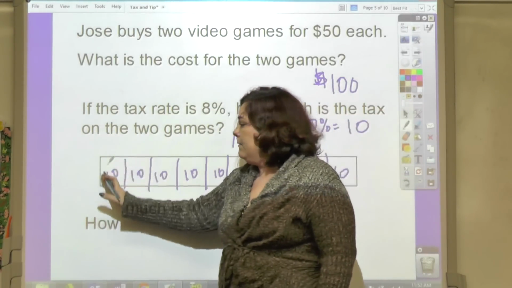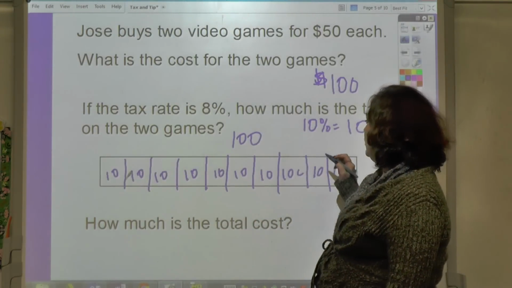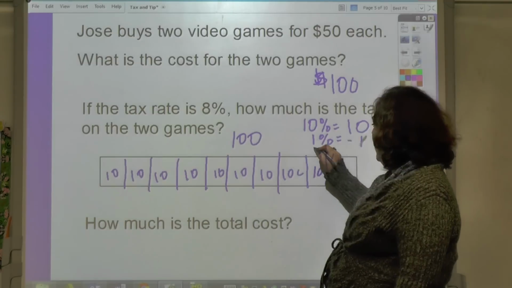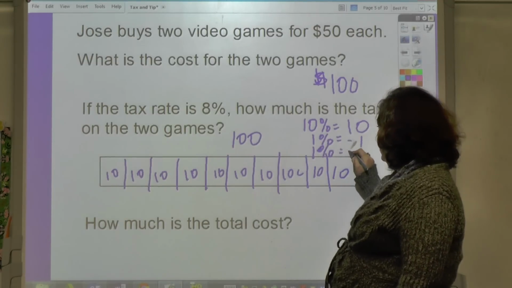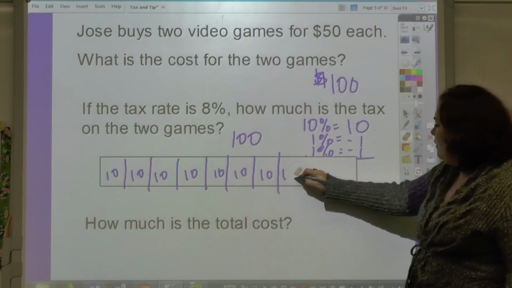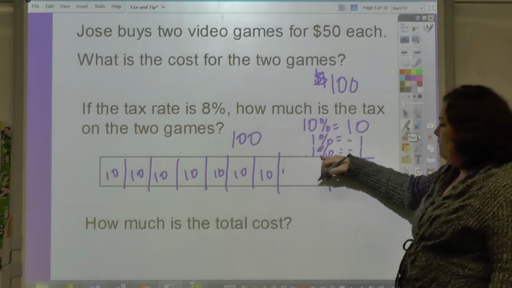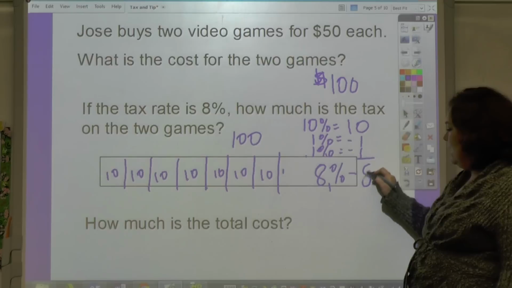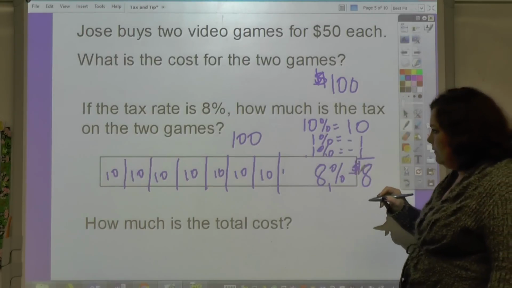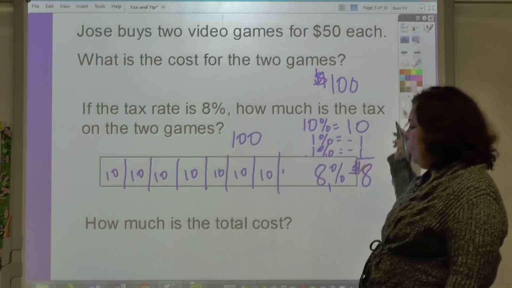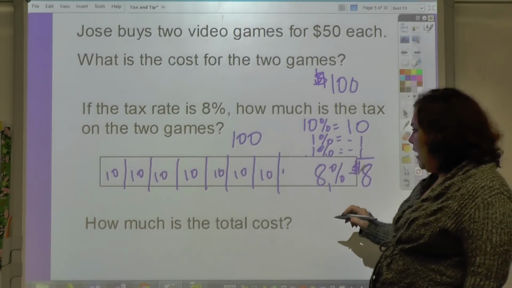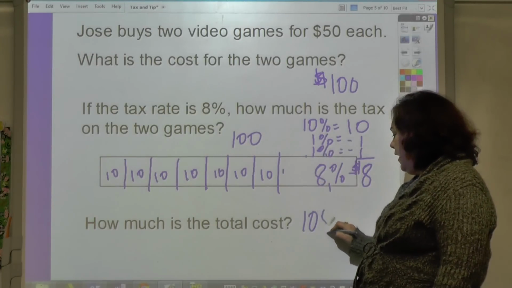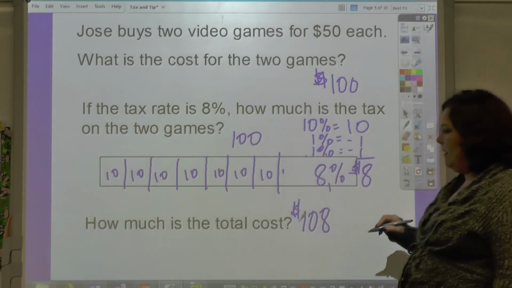Well, 1%, if I divided this into 10 parts, is $1. So subtract out 1% minus $1 and subtract out 1%, and that's minus $1, for a total of 10 minus 1 is 8%. And 10 minus 1 is $8, since it's out of 100. So the total cost is $8 is the tax. So $8 plus $100 is $108, and that's the total amount.